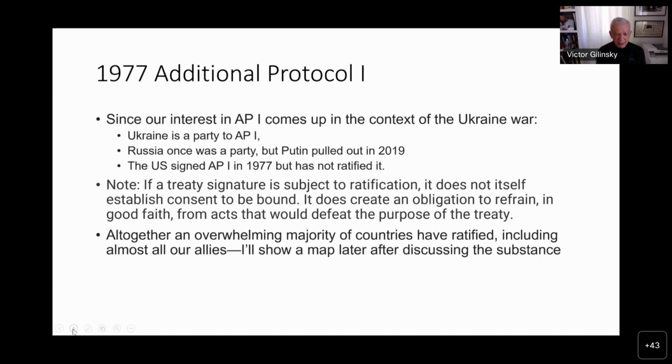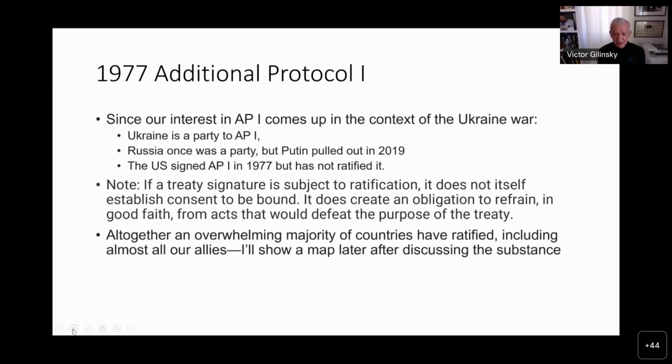Let me just mention that if a treaty signature is subject to ratification to complete the process, it does not itself establish consent to be bound by the treaty. It does, it's generally agreed, create an obligation to refrain in good faith from acts that would defeat the purpose of the treaty, but you're not bound by it if you've only signed it. Altogether, an overwhelming majority of countries have ratified, and I'll show you a map later with all the ones that haven't.